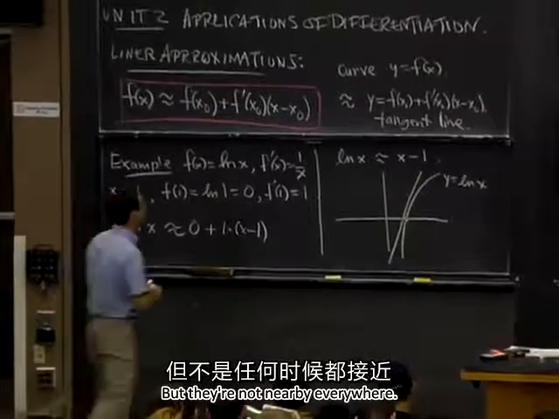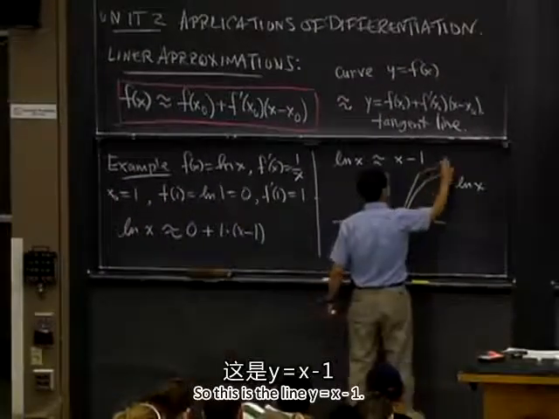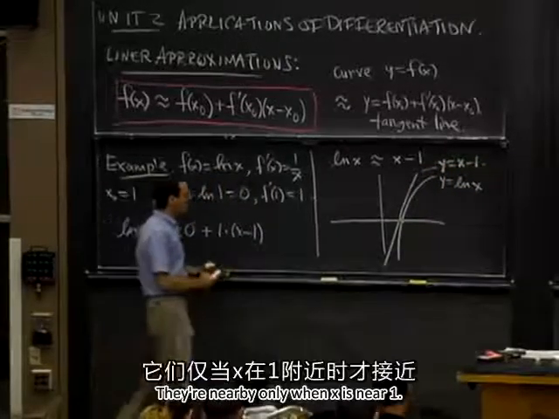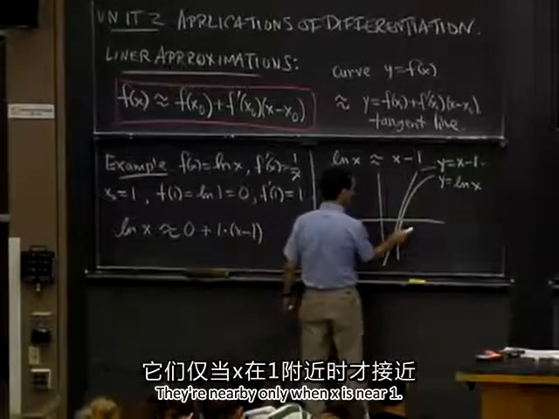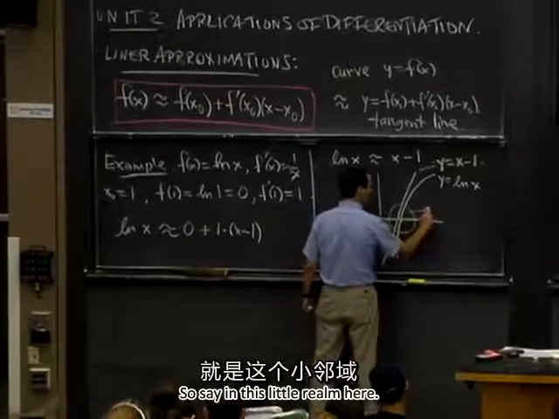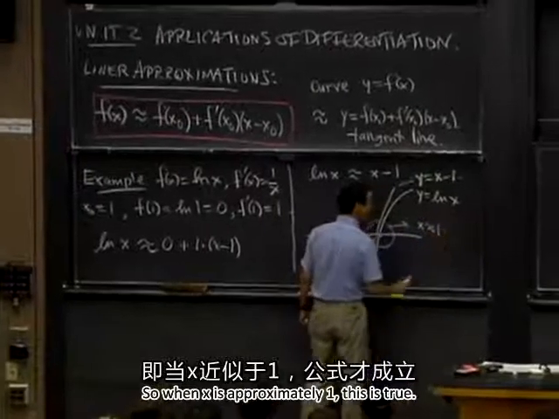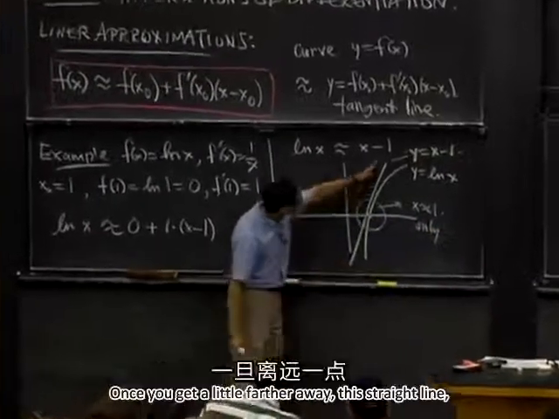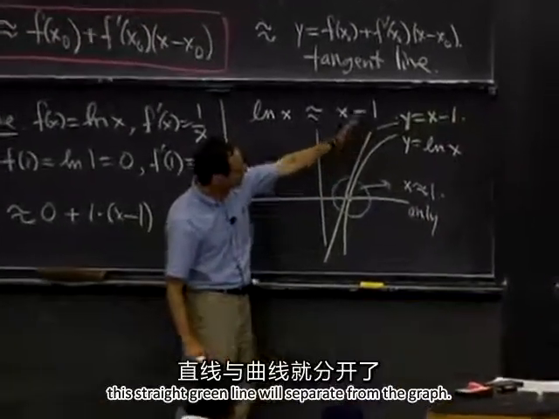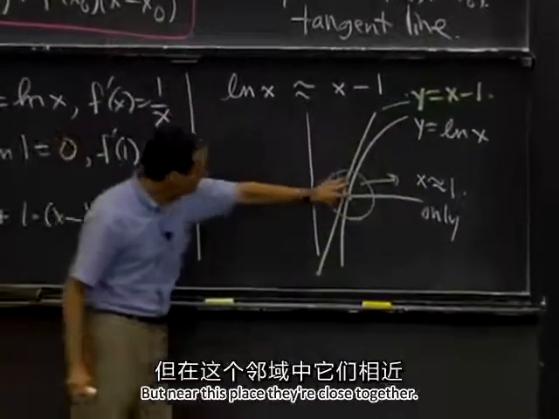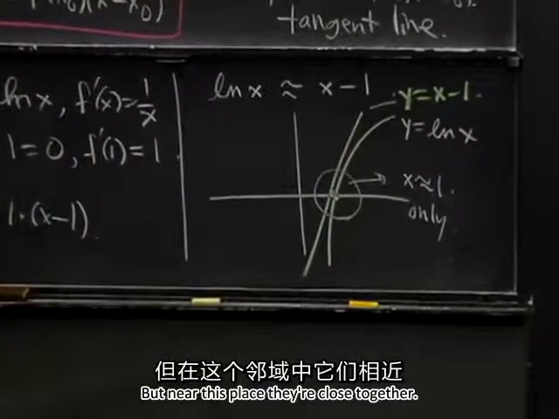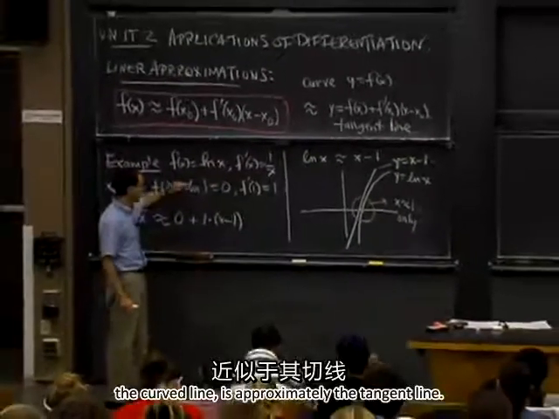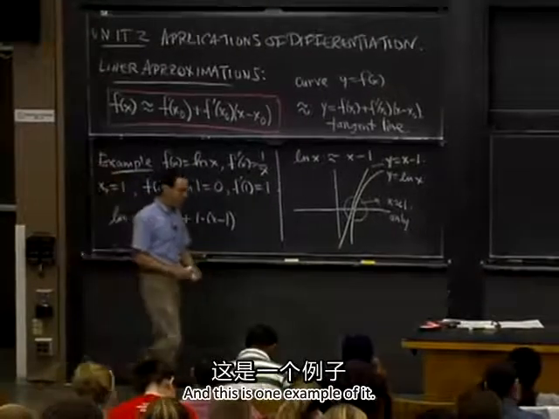But they're not nearby everywhere. So this is the line y equals x minus 1. Right, that's the tangent line. They're nearby only when x is near 1. So say in this little realm here, when x is approximately 1, this is true. Once you get a little farther away, this straight line, the straight green line, will separate from the graph. But near this place, they're close together. All right, so the idea, again, is that the curved line is approximately the tangent line. And this is one example of it.